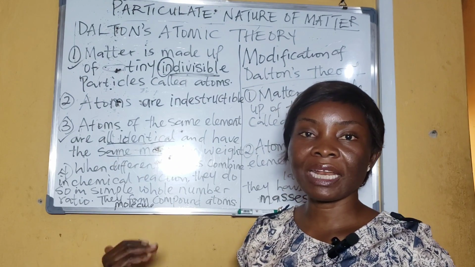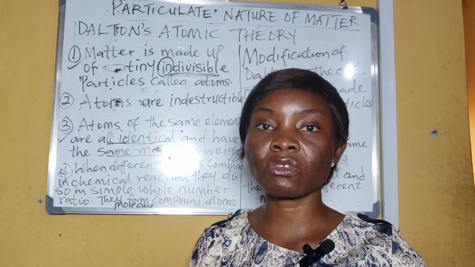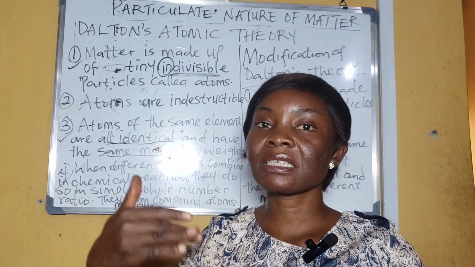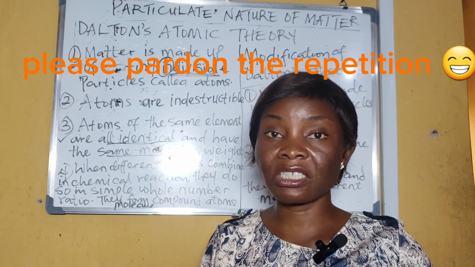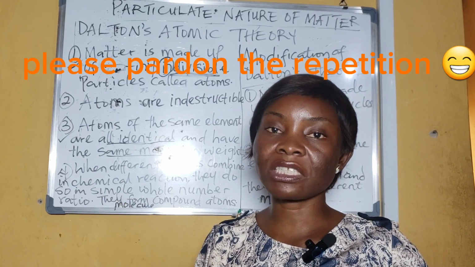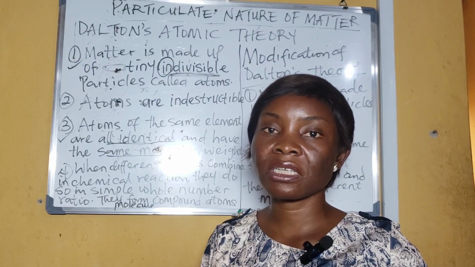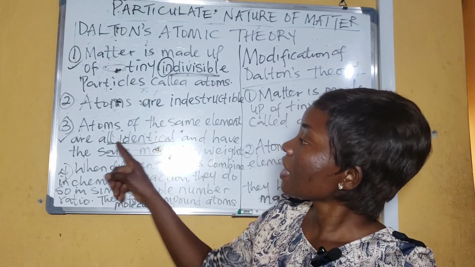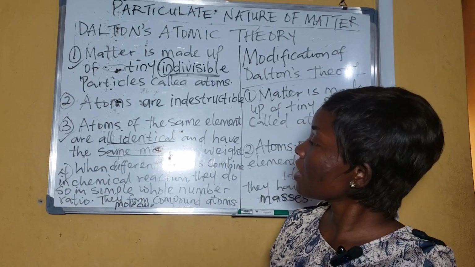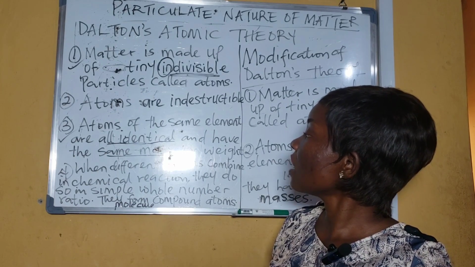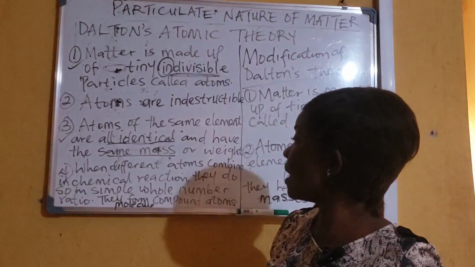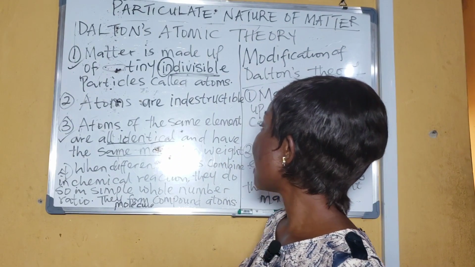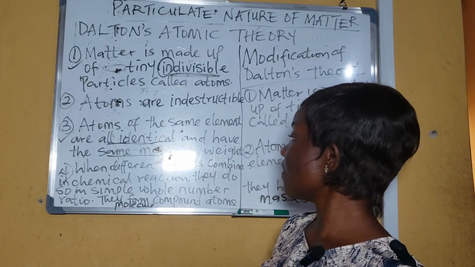If you remember our previous lesson, where we discussed change of state, matter doesn't get destroyed, but it can be transformed or changed from one state into another state, or from one form into another. Then the third one: atoms of the same element are all identical and they have the same mass.